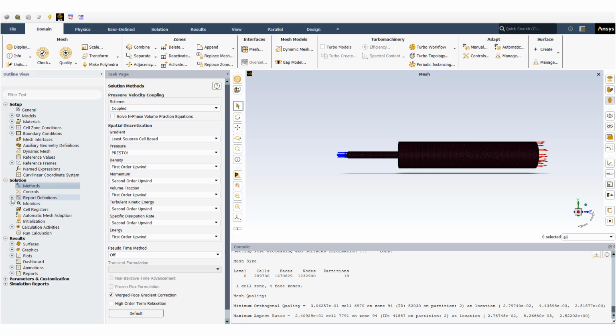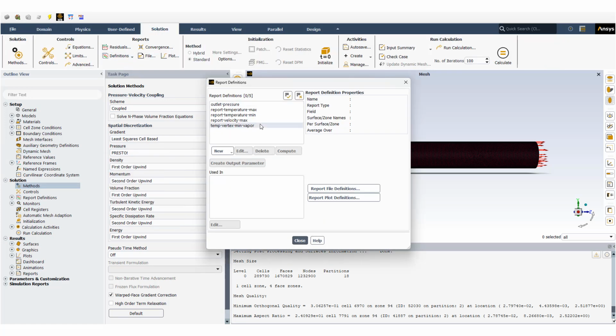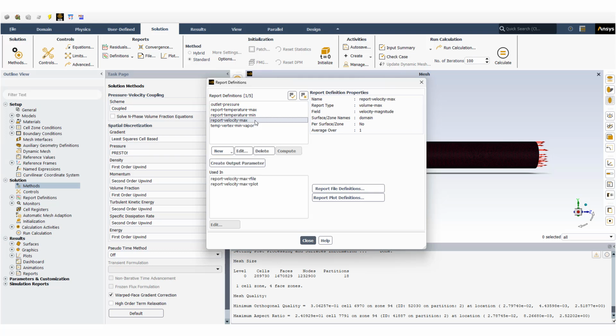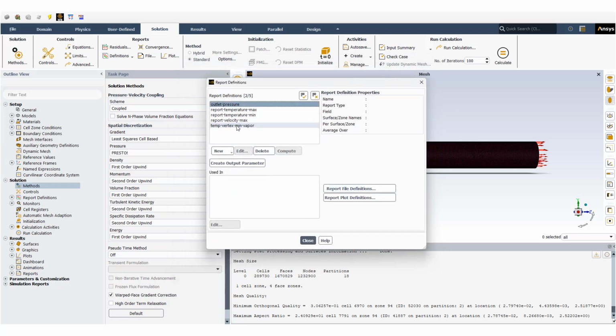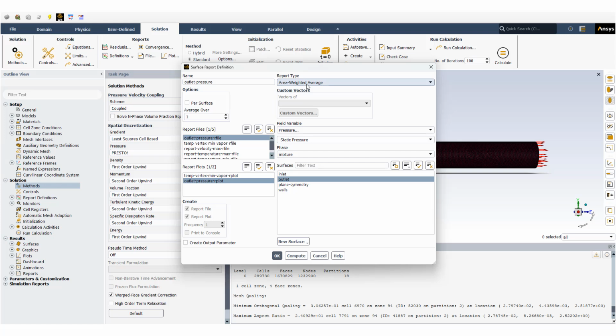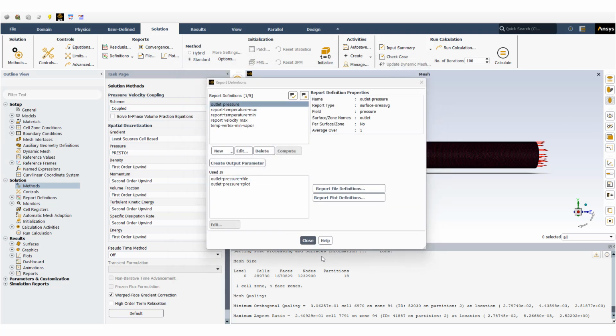For monitoring or report definitions, either here or in the solution, I already talked about how to set up reports on monitoring maximum temperature or minimum temperature in the domain, and also maximum velocity in the domain. I added here one surface report, which is for vertex minimum for the static temperature in the domain. And also I wanted to check the pressure. This is one of the indications to see if the solution converges or not at the outlet. So again, surface area weighted average for the outlet, for the static pressure at the outlet.